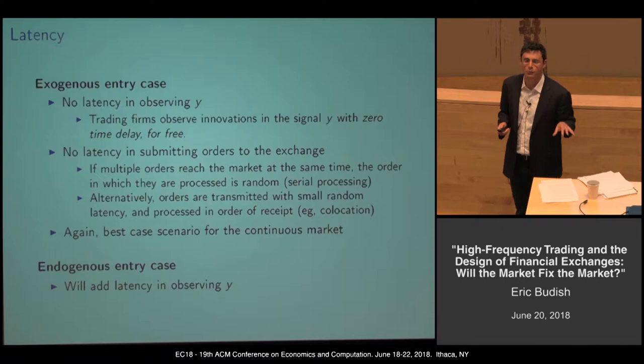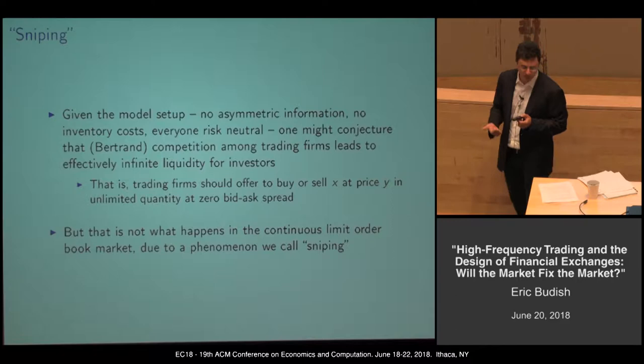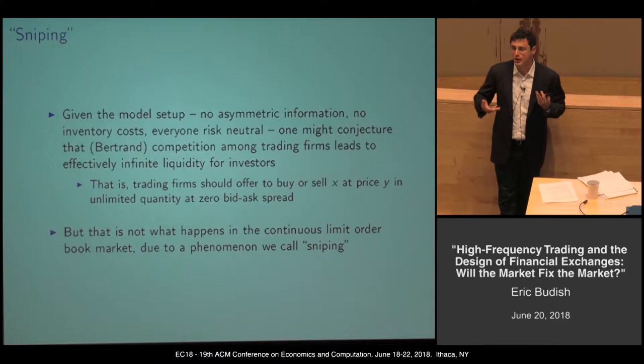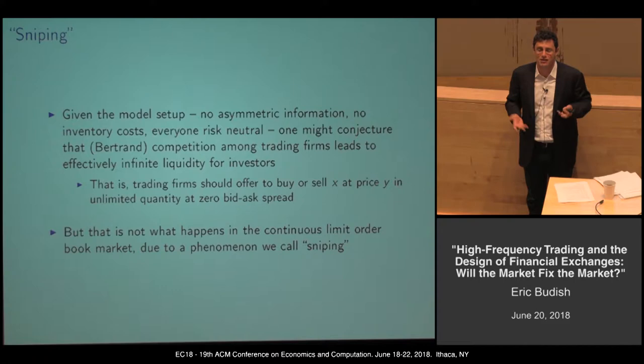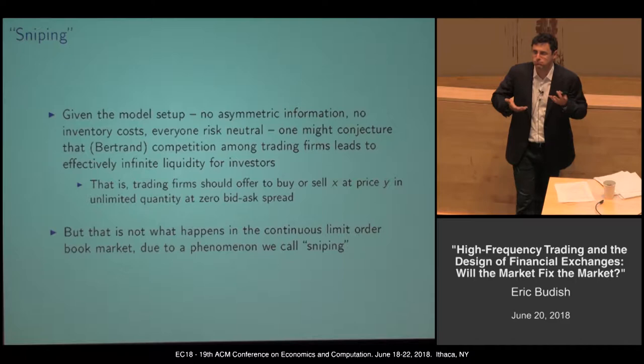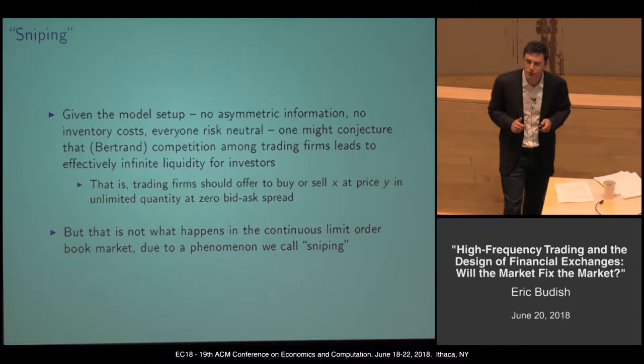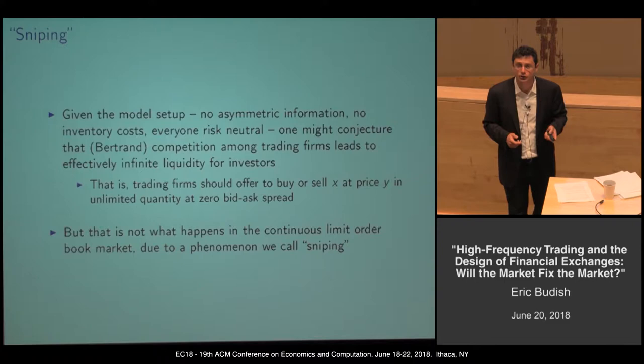Okay, so given the setup of this model with no asymmetric information, no inventory costs, no latency, and so forth, you might conjecture that competition among trading firms is going to lead to effectively infinite liquidity for investors. That is, you might expect trading firms to be willing to offer to buy or sell X at Y in unlimited quantity. There's no asymmetric information, no inventory costs. We've turned off the usual sources of cost of liquidity provision. But that's not what's going to happen due to an issue with the market design that we call sniping.